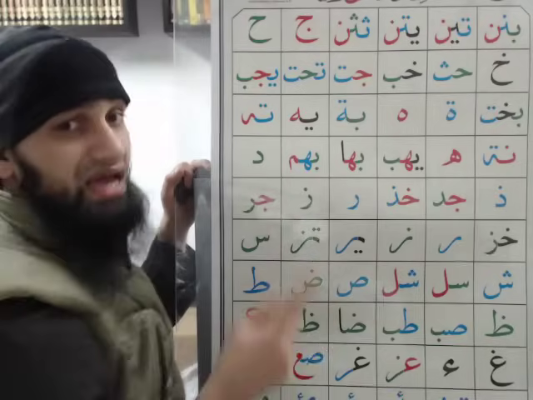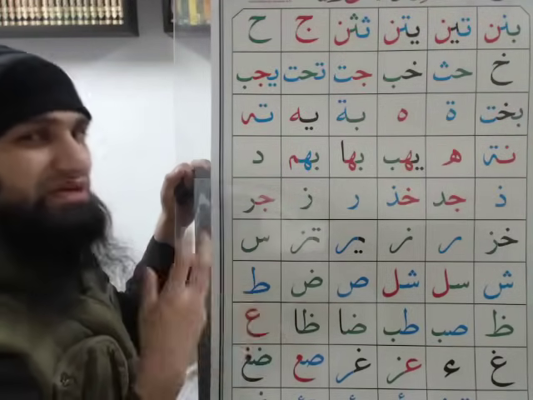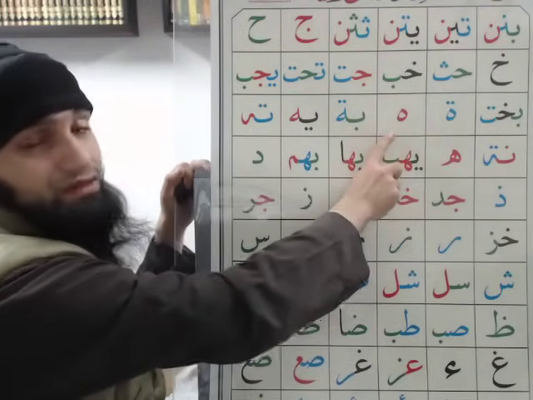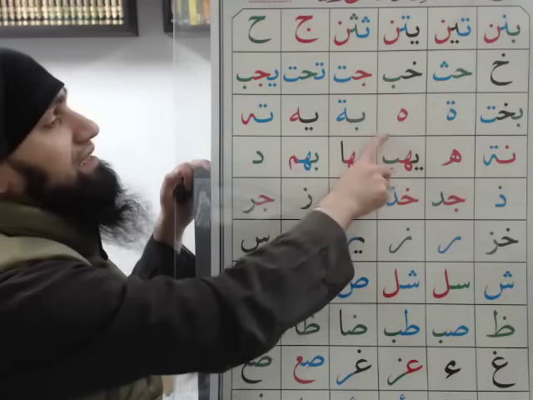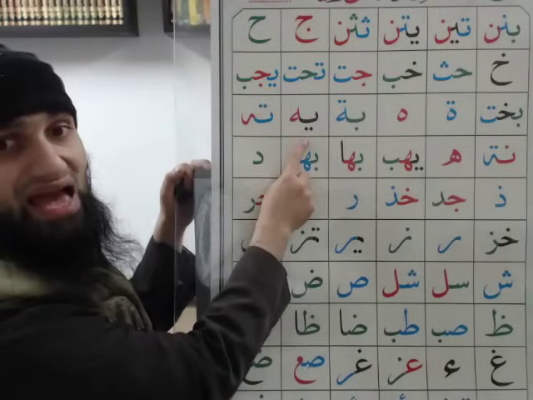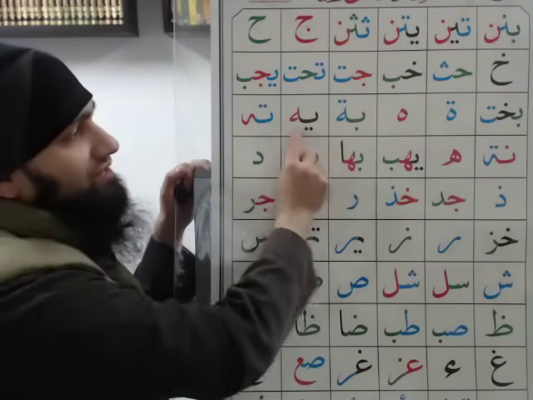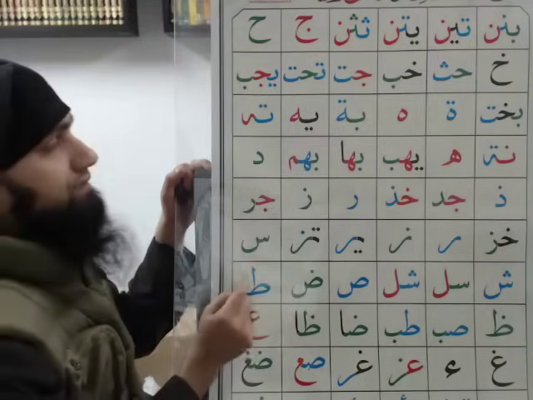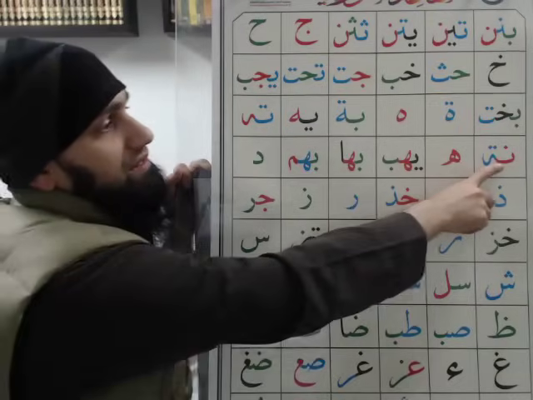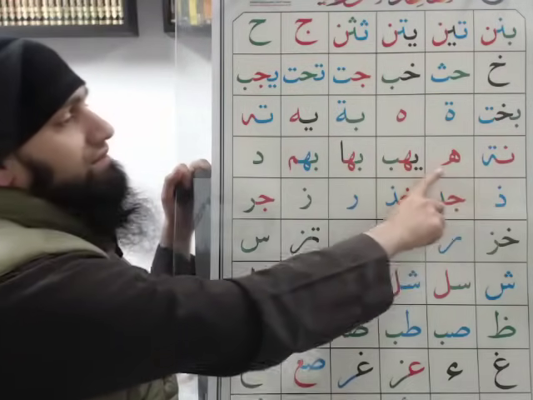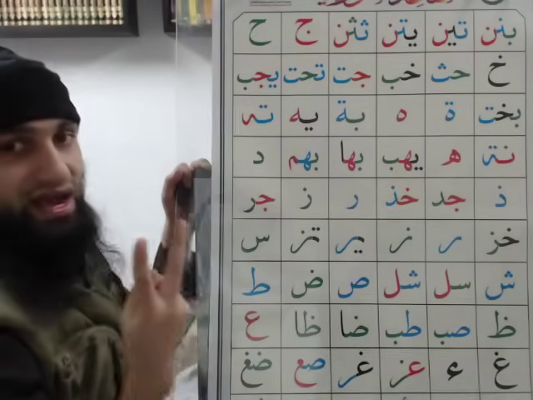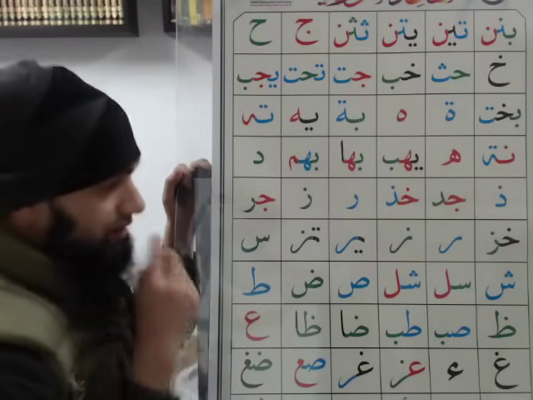What is this? It's a ha. But when you put two dots on top of it, it becomes a ta. You pronounce it as a ta, like a regular ta. This is ha, this one, ba, ta, ya, ha. This is a ha when it connects. Ta, ha, another shape of ha, noon, ta, ha. See, all these are shapes of ha. This is two eyes, a ha with two eyes.